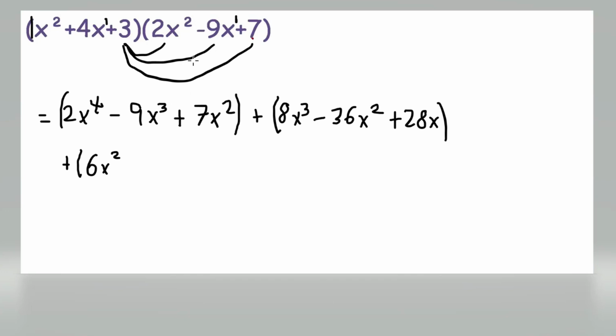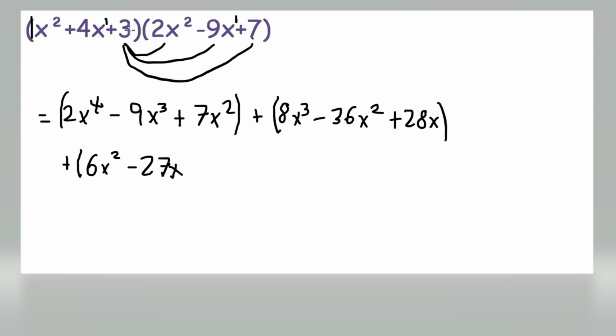For the next one, 3 times negative 9x. So, a constant multiplied to a coefficient and the variable lang ulit. So, coefficients first. 3 times negative 9 is negative 27. Then, since ito lang naman ulit ang variable, dikit lang ulit natin siya. Copy lang.